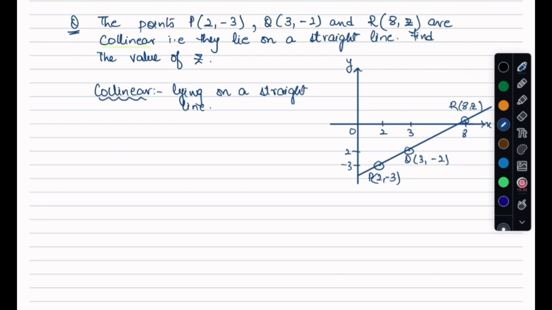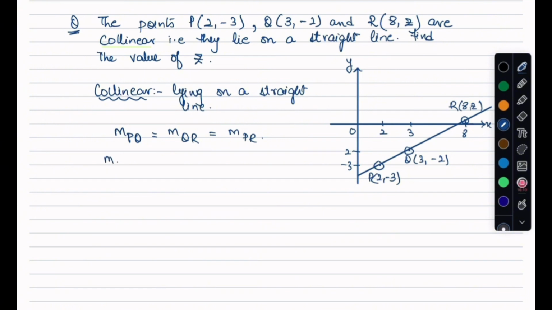If they are on a straight line, then just remember for all collinear points, the gradient obviously has to be the same. That means I can say that the gradient of PQ is equal to the gradient of QR, which is also equal to the gradient of PR. All the three points are on the same line. The straight line will have a constant gradient. Therefore, all the three ratios will be equal for the three different points here.